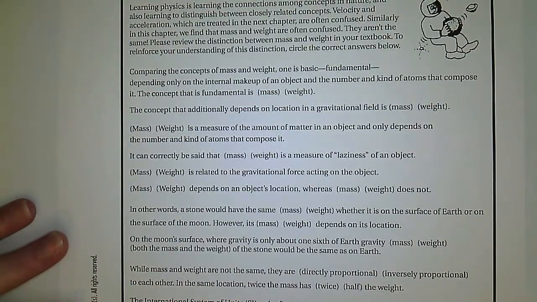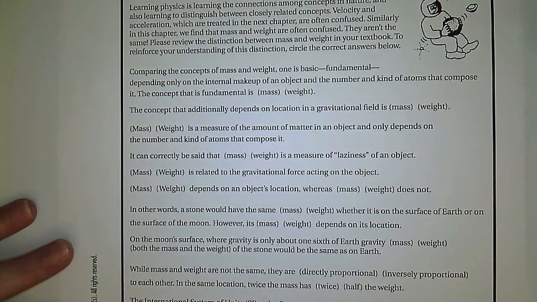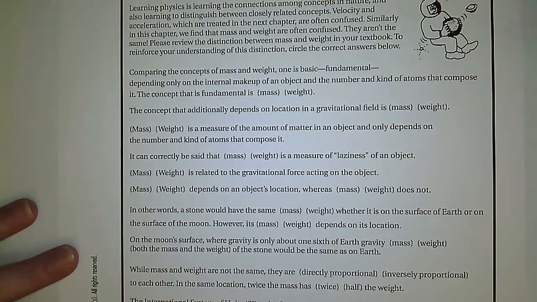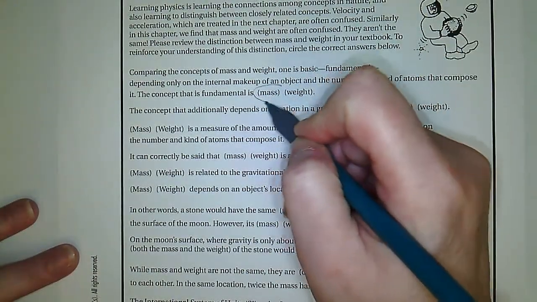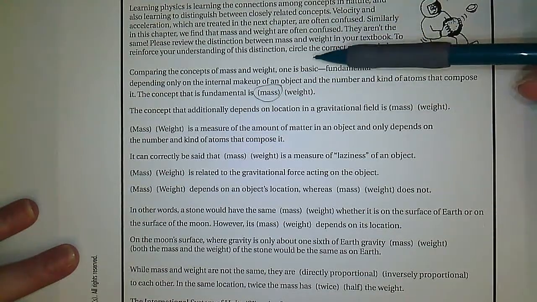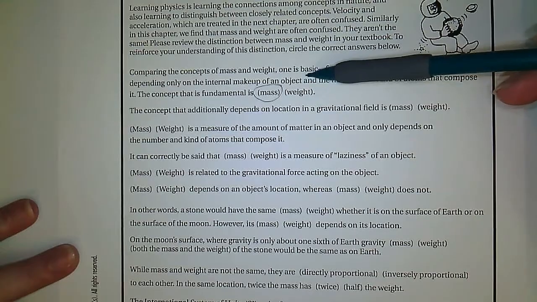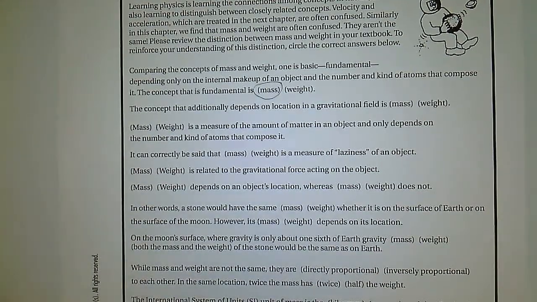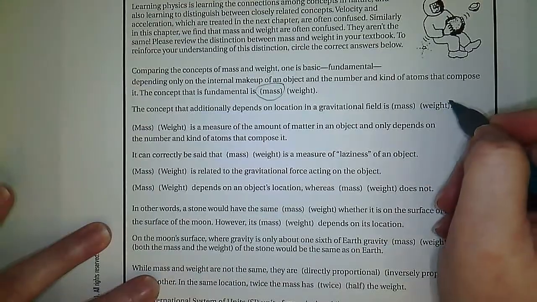Comparing the concepts of mass and weight, one is basic, fundamental, depending only on the internal makeup of an object and the number and kinds of atoms that compose it. The concept that is fundamental is mass. Okay, so it's mass that is determined by the internal makeup of the object. The concept that additionally depends on location in a gravitational field is weight.